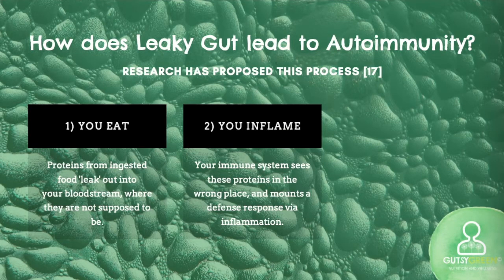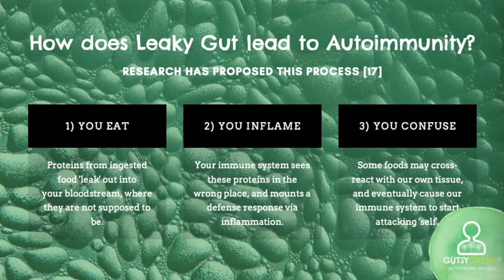Next, these big, intact proteins make their way to the intestines, where their size damages the tight junctions and creates those freeways we discussed previously in the gut lining. The proteins sneak out into the bloodstream where they're tagged by the immune system as invaders and are subject to an inflammatory response.